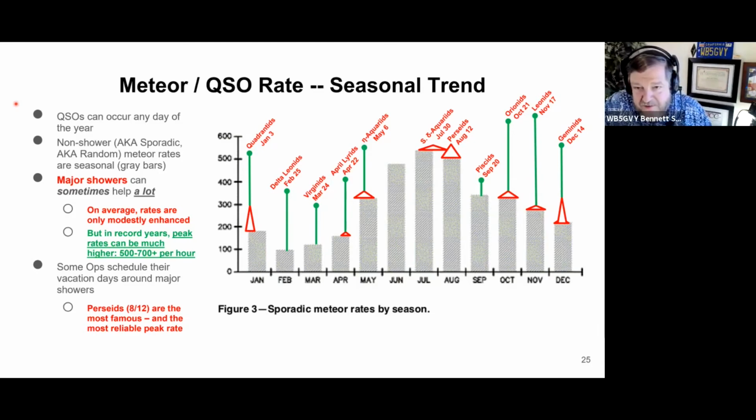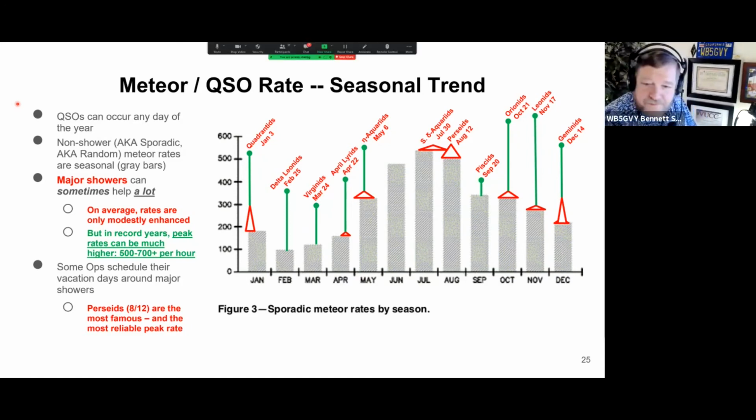Naturally, you kind of follow the calendar, and we'll get into some of the software apps for that in a second. But there are people really into meteor scatter who will schedule their vacations so that they're off work during the Perseids on August 12th.